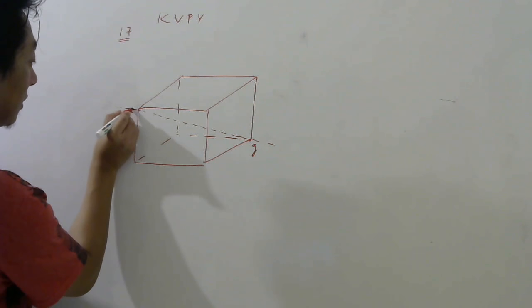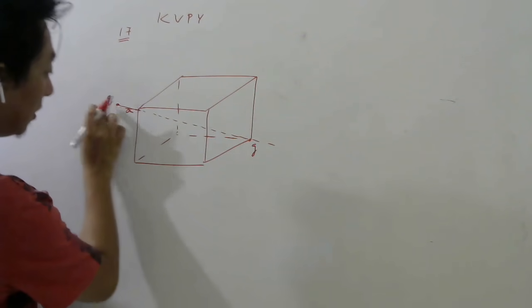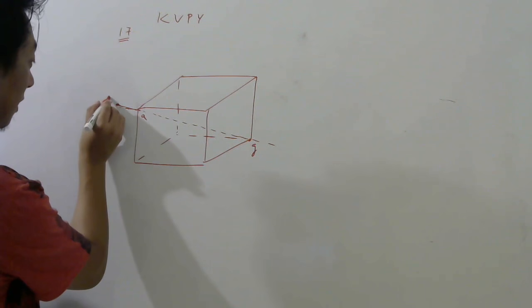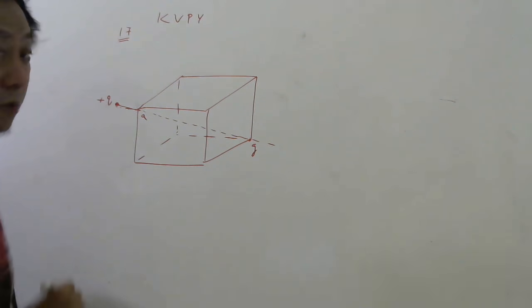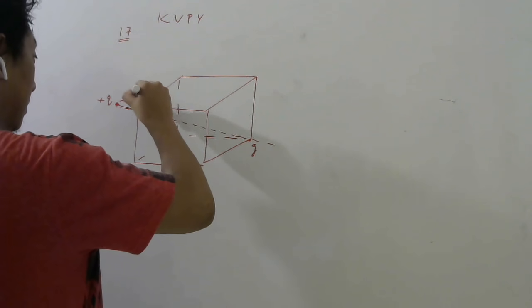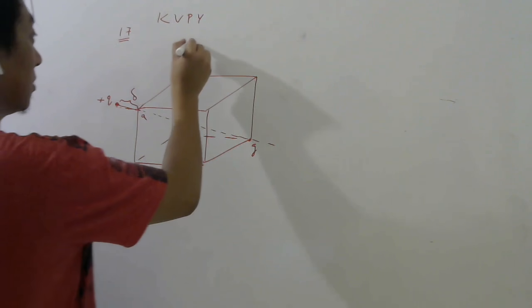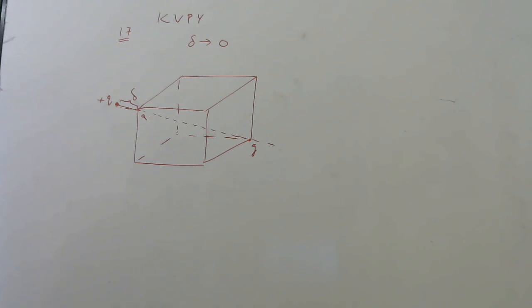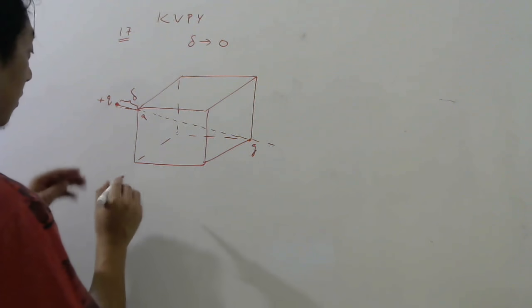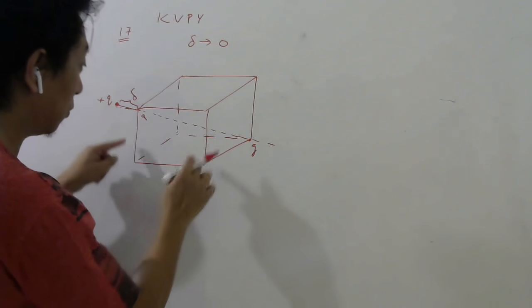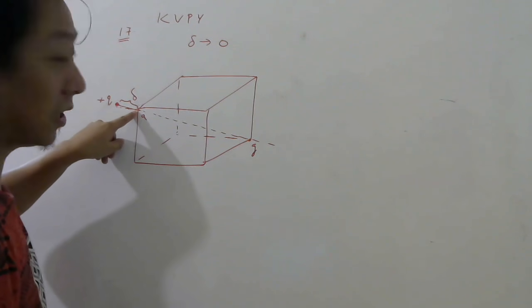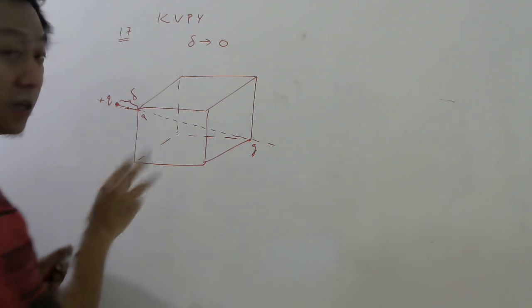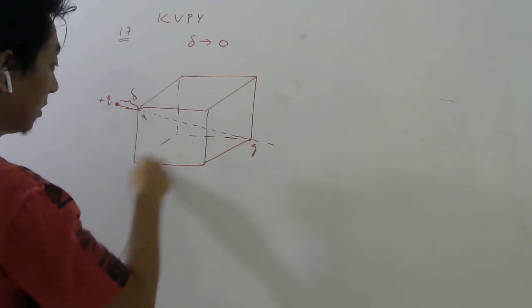They have kept a charge slightly on this line but slightly outside the cube. This point is A, and they have kept charge Q here, a positive charge, and this distance delta, like in the previous question, is tending to 0, but this gap is actually very small. So they are asking you the flux through the sides which contain this point A. Now can you tell me how many sides contain this point A? 3 sides, no? This one, and the top one.